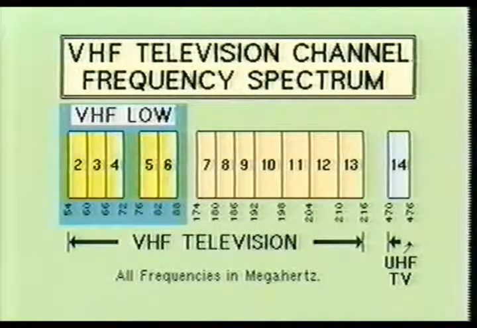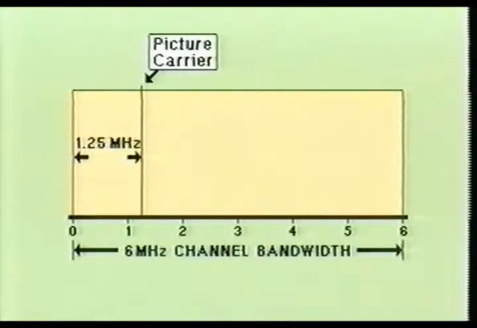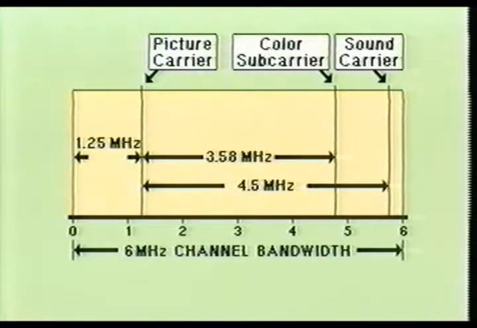Channels 2 through 6 are designated as the low-frequency VHF channels. Channels 7 through 13 are designated as the high-frequency VHF channels. Each 6 MHz channel has a picture carrier located at 1.25 MHz above the low-frequency edge of the channel bandwidth. The color subcarrier is located at 3.58 MHz above the picture carrier, and the sound carrier is located at 4.5 MHz above the picture carrier.